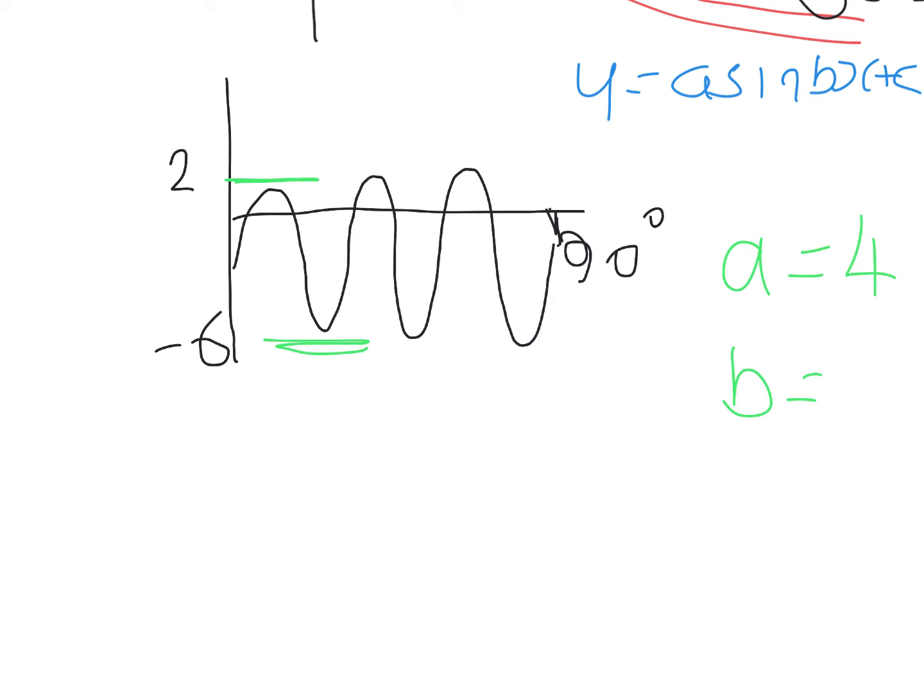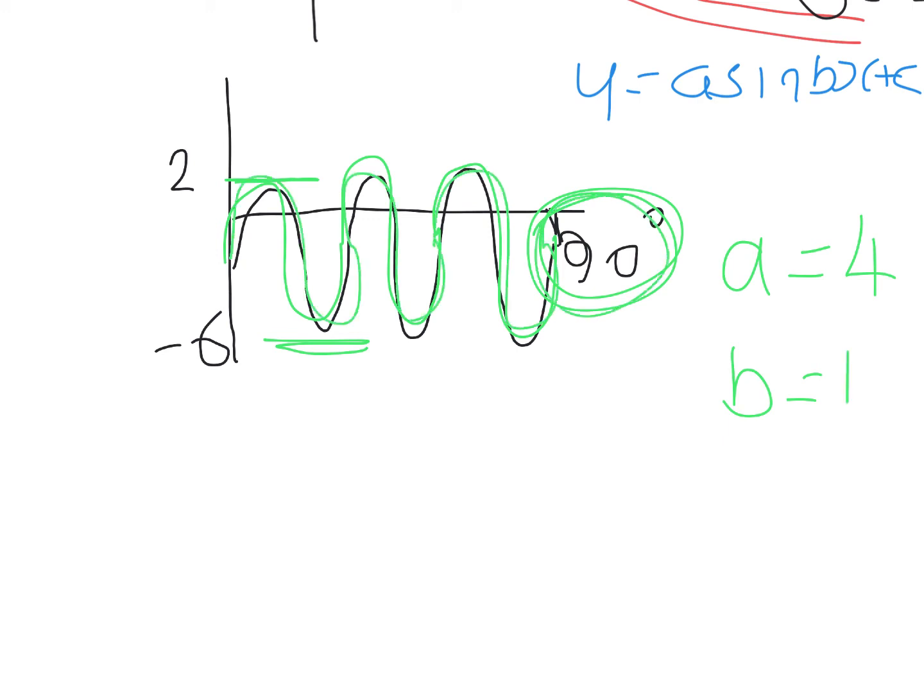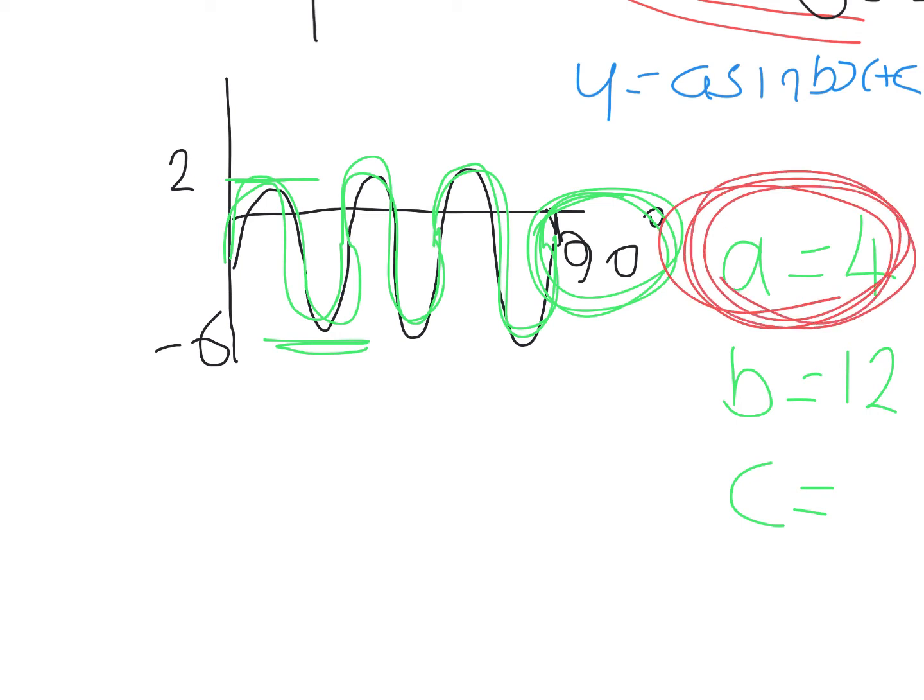B is the number of complete cycles in 360 degrees. Well, there's 1, 2, 3 complete cycles in 90. So how many is that in 360? Well, there's 4 lots of 90 in 360, so that's 1, 2, 3 times 4. B is equal to 12. The curve should go up to its amplitude. If it's not been vertically shifted, it should go up to 4. It doesn't go up to 4. It's been shifted down to 2, so it's been moved down by 2, so that's minus 2 this time. Okay, example 4.